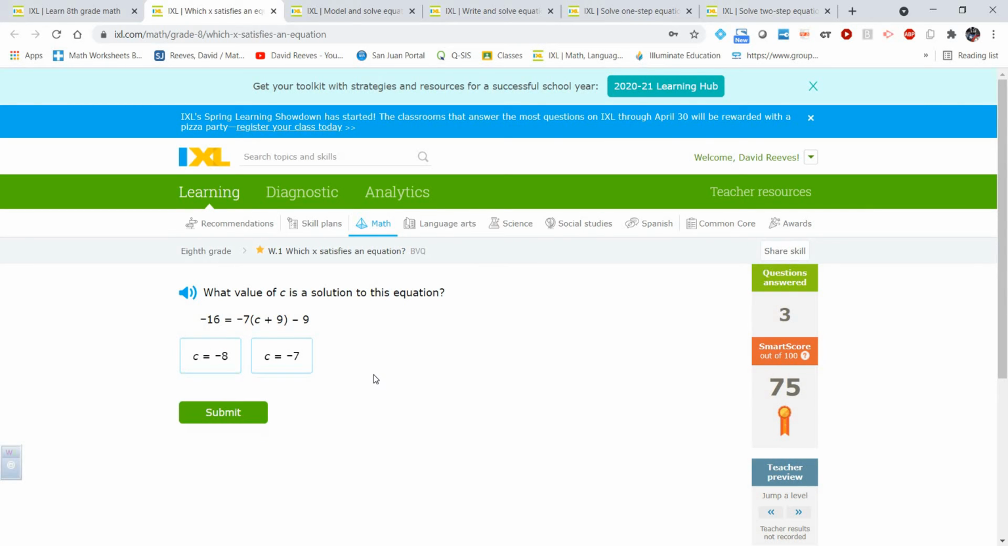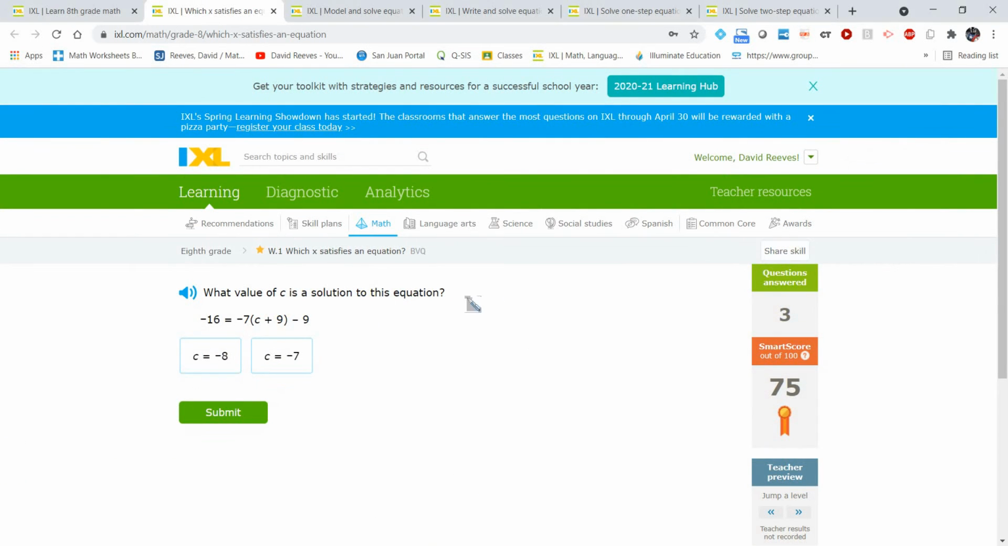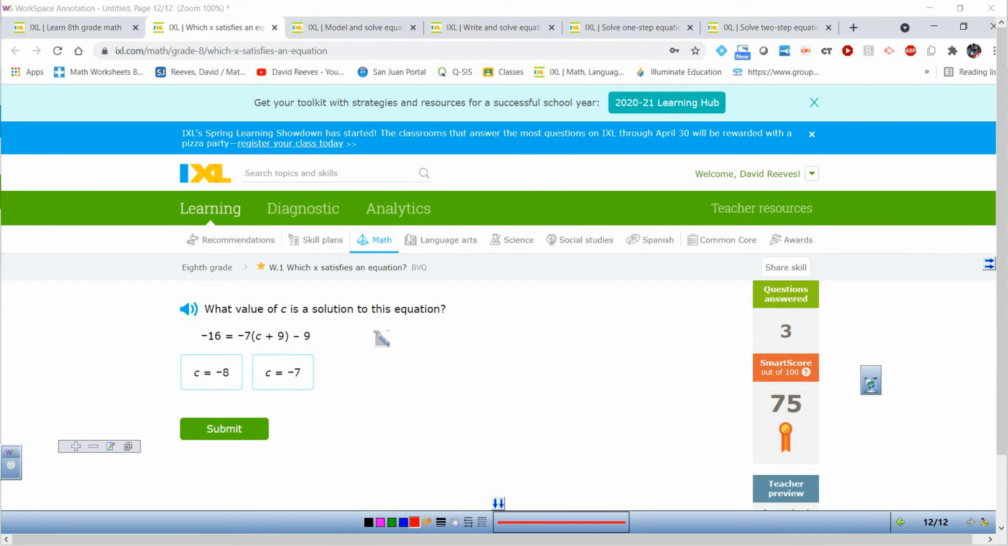Okay, now it's looking a little more complicated, but the idea is still the same. We're going to plug it in and see what makes it true. Now, I could try to simplify this. Just a reminder, we did learn earlier the distributive property and combining like terms. So one option would be to go ahead and simplify that second side on the right there. We could apply the distributive property like so, and we could say negative 7c minus 63 minus 9, and those two right there would give me negative 7c minus 72.